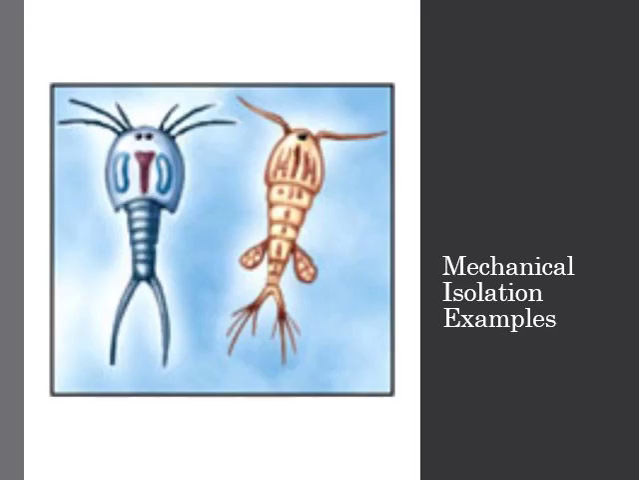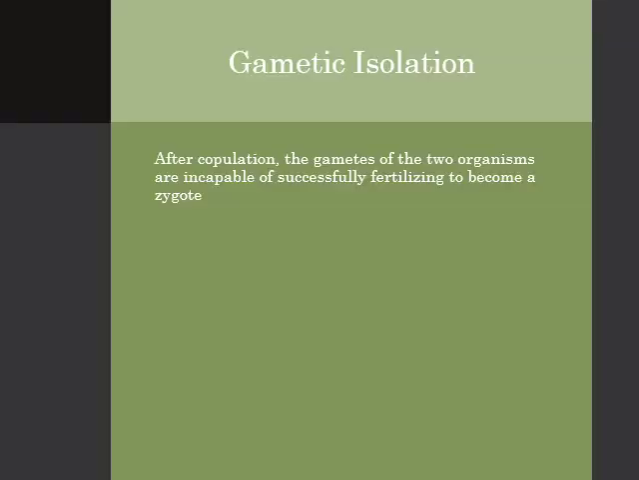Here's another example, copepods. The copepod's genitalia is covered by plates. If they were to go to mate and their plates don't match up, literally you can't get the genitalia to come together. You don't have copulation. It's impossible for it to occur without like a can opener. So those are your isolating mechanisms. There's one more.